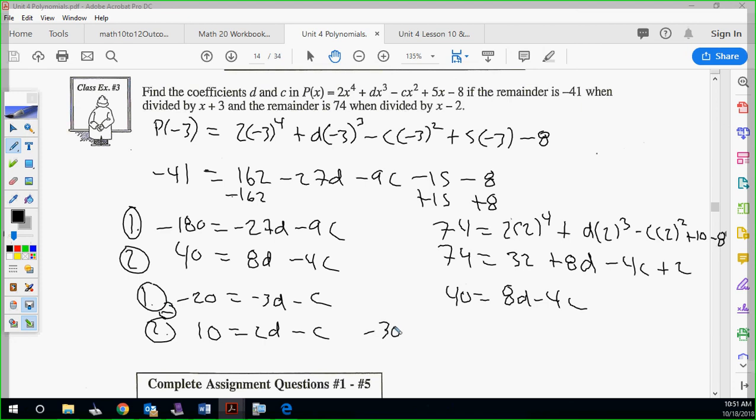Negative 3 minus 2 is a negative 5. And then the c's cancel. So what is d? D is 6. Divide by negative 5, right?